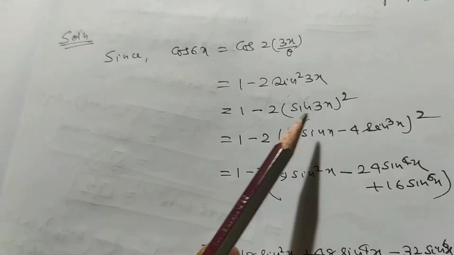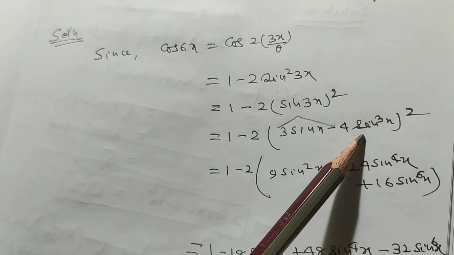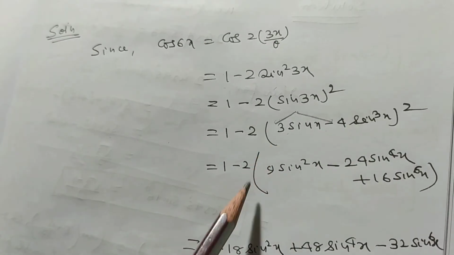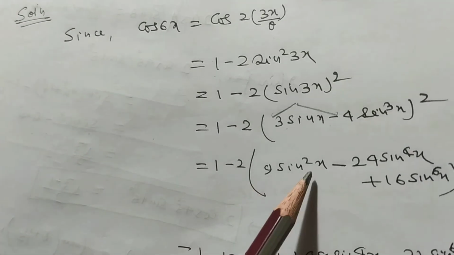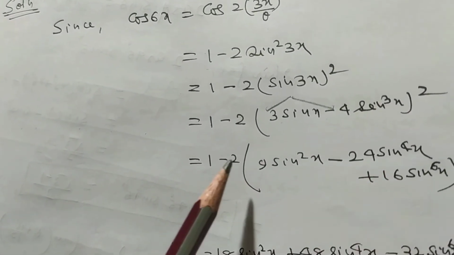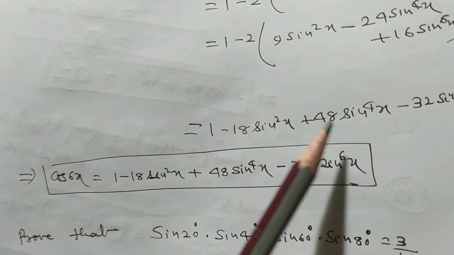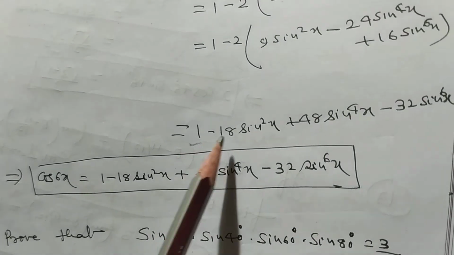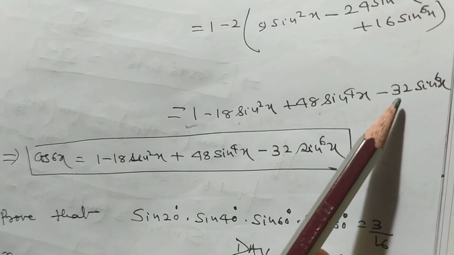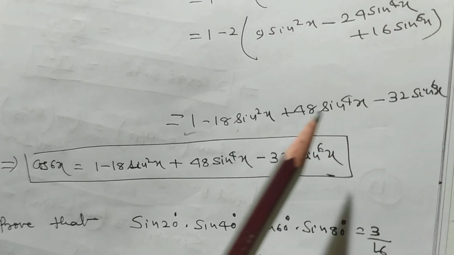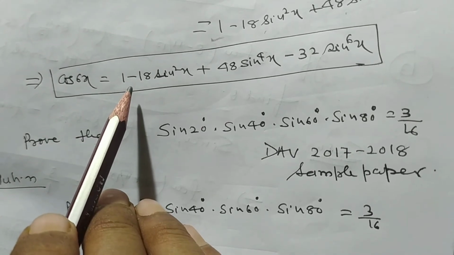Now we apply the formula of sin 3x, put the formula of sin 3x, 3 sin x minus 4 sin cube x, and squaring it, we have 1 minus 2 times 9 sin square x minus 24 sin to the power 4x plus 16 sin to the power 6x. So after simplifying we have 1 minus 18 sin square x plus 48 sin to the power 4x minus 32 sin to the power 6x. So my dear student, now we can solve the problem in this way.